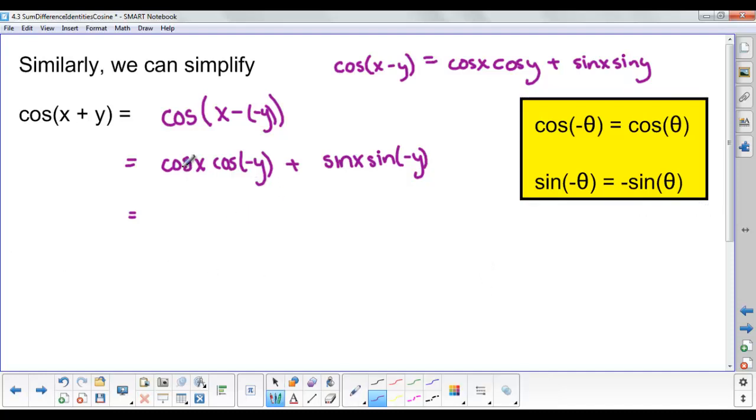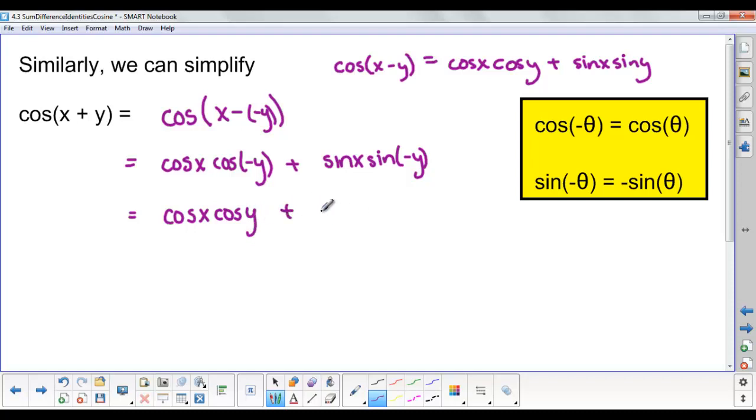For our first term here, we have cos x. Not much we can do with that. But it says cos of negative y. Now if I look to the right here, cos of some negative angle is just positive cos. So I'm going to replace that with positive cos y.